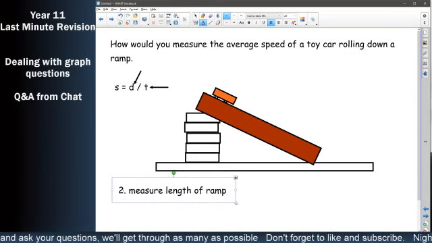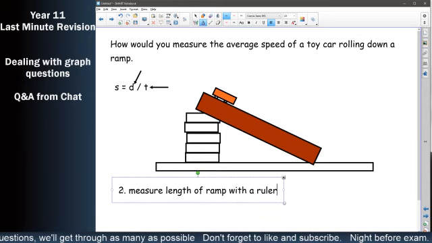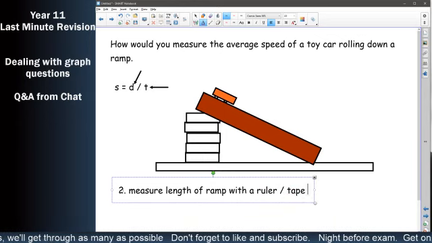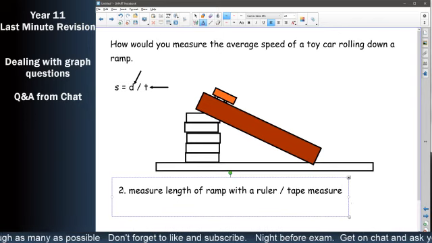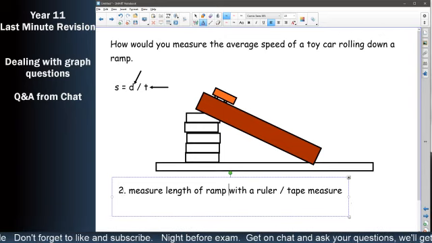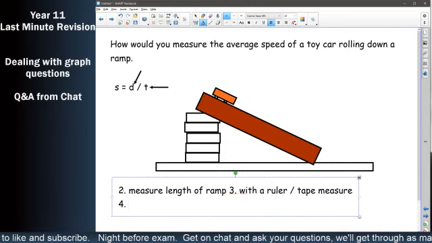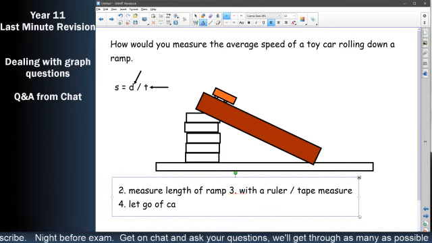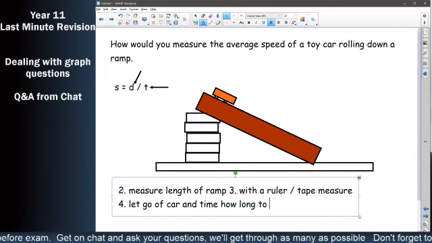That's your first mark on the board with a ruler or tape measure. So in a simple experiment like this, you're probably looking at a mark for the actual measurement and then a mark for the piece of equipment that you're going to use there. Okay, so that's your second mark and your third mark. Your fourth point then is going to be let go of the car, and time how long to get to the bottom.